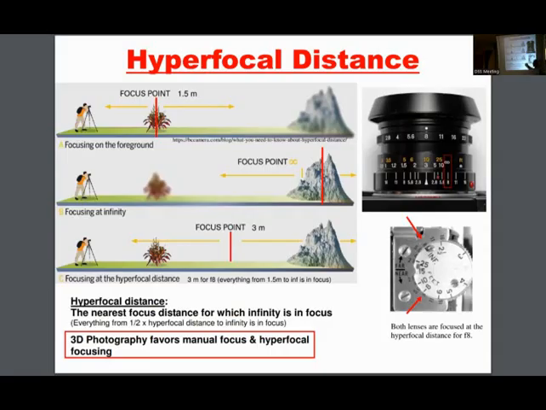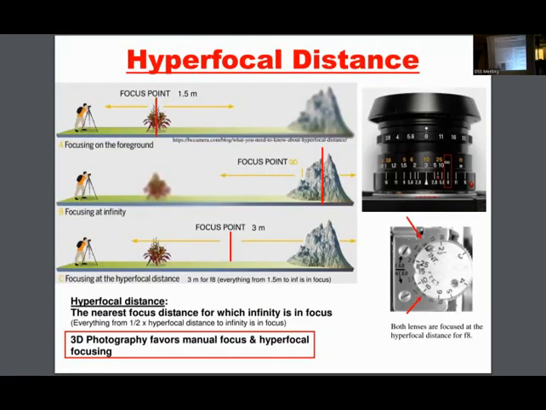The problem with modern cameras is they have autofocus. Where exactly are you focusing? Stereophotography tends to favor manual focusing and hyperfocal distance. And by the way, those lenses here have depth of field marks on them, something that we don't see very often. The Stereo Realist has a depth of field scale.